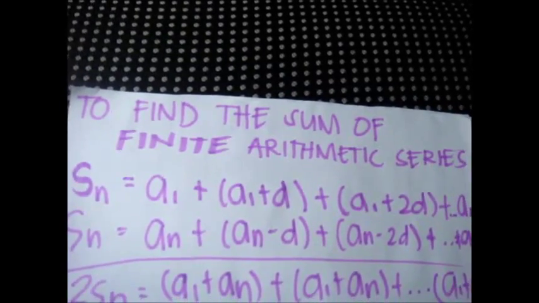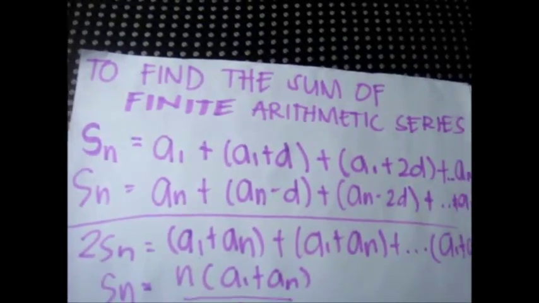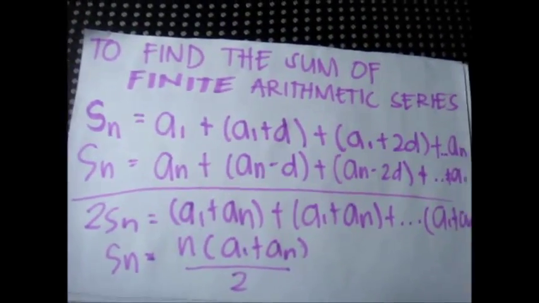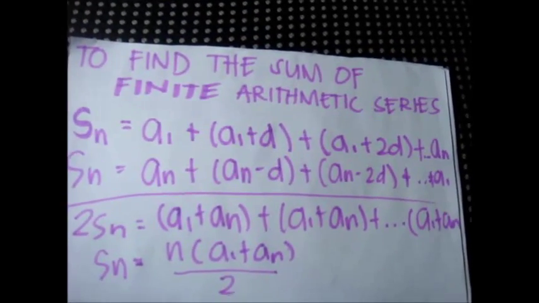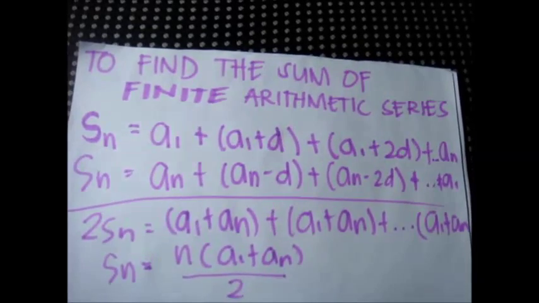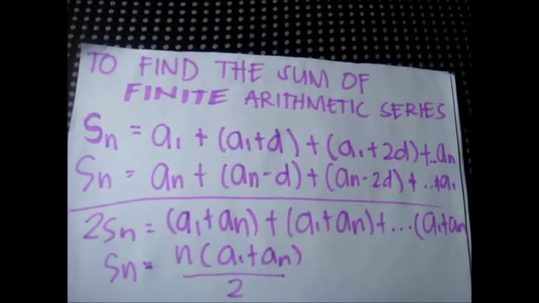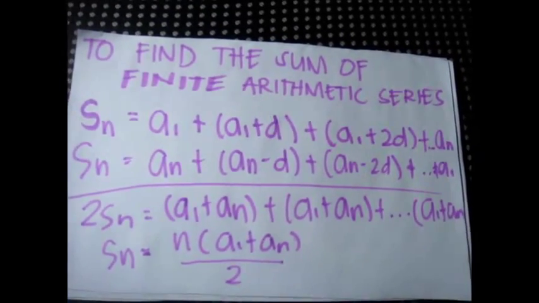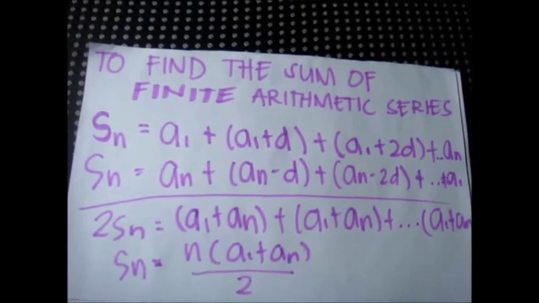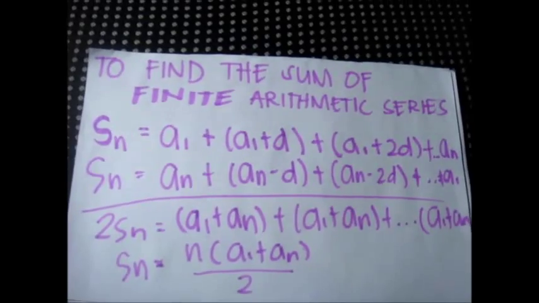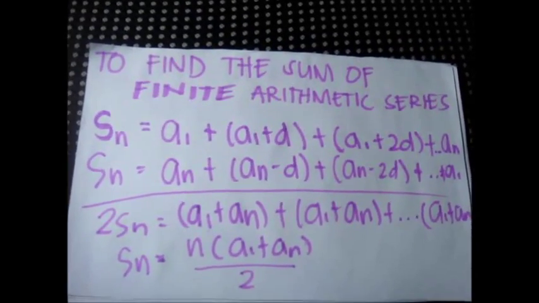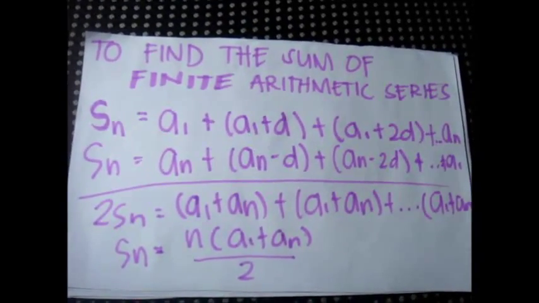Therefore, S sub n is equal to n multiplied by a sub 1 plus a sub n all over 2, where n is the number of terms. Now, we can find the sum of a finite arithmetic series using this formula.